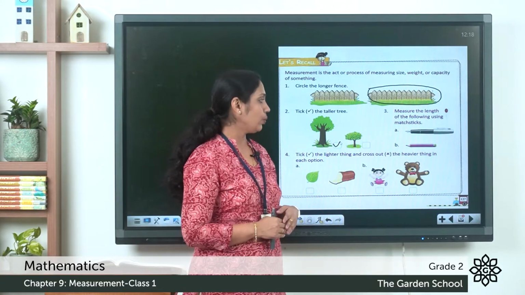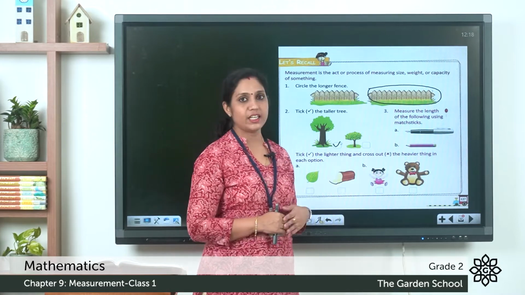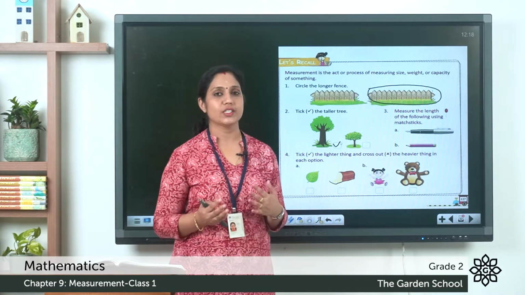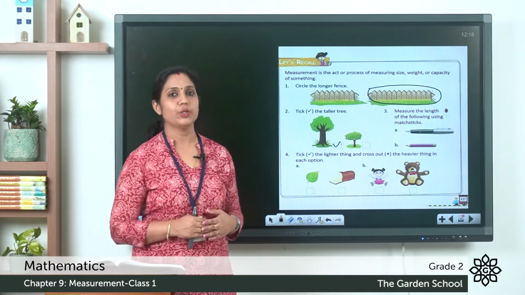Next one, B, we have a doll and a teddy bear. So which is lighter and which is heavier? So find it out and do it in your text.